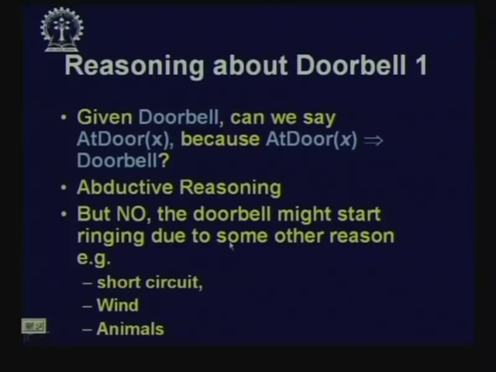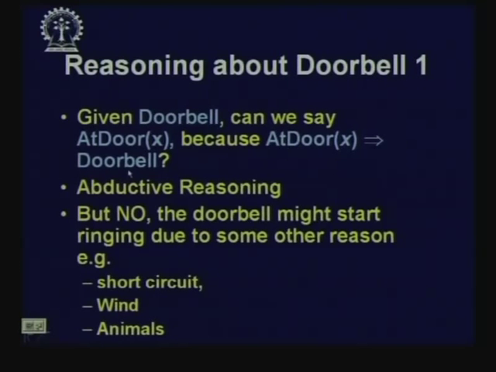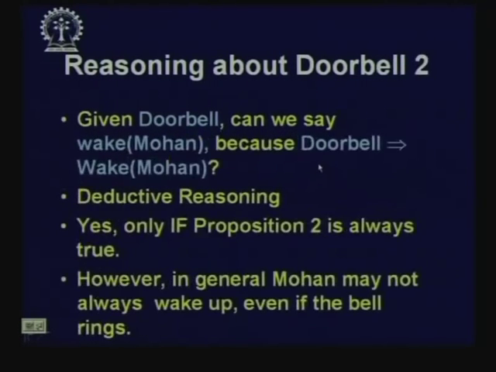But then you may ask that, well, if there is a doorbell, then obviously there is someone at the door, but no. The doorbell might start ringing due to some other reason, although less probable, although mostly that will not happen, but still it is possible that the doorbell has rung for short circuit, maybe because of wind, or maybe the dog or some other animal just pressed around the doorbell or whatever. There can be 1001 reasons for that. Okay. So, what to do? How do you go about inferring these things?